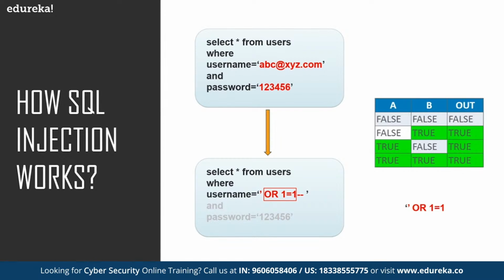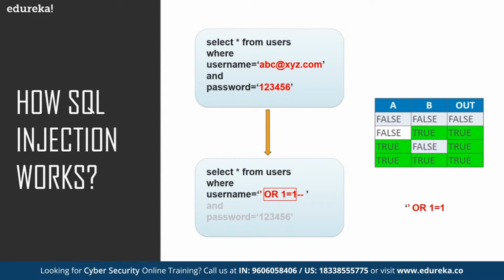Now if you see this, there are two inputs. There's the OR function, and there's one input to the left hand side and one input to the right hand side. What we are interested in is the statement to the right hand side of the OR function, that is 1 equal to 1. Now this is a statement that will always return true because 1 is always equal to 1.